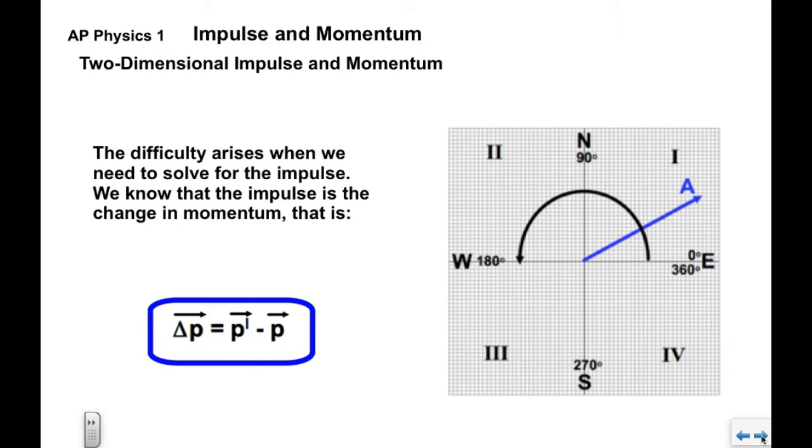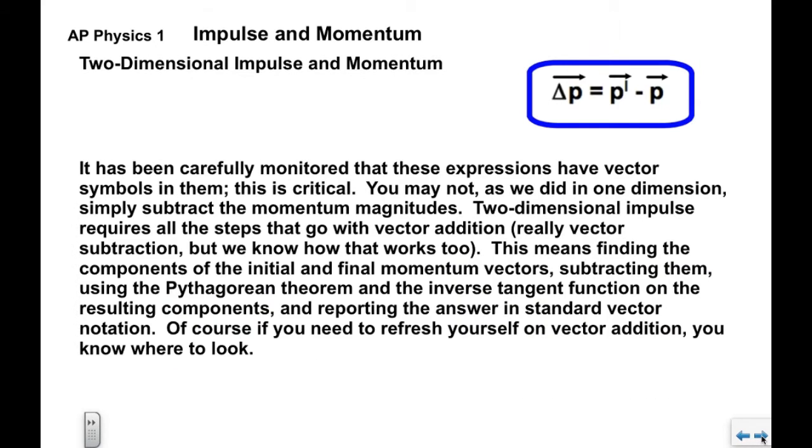The difficulty with two-dimensional analysis arises when we need to solve for the impulse. We know that the impulse is the change in momentum. That is delta p equals p prime minus p. Now, I've been very careful in showing this formula in that it always has vector symbols over each of the quantities there. This is the critical issue here.